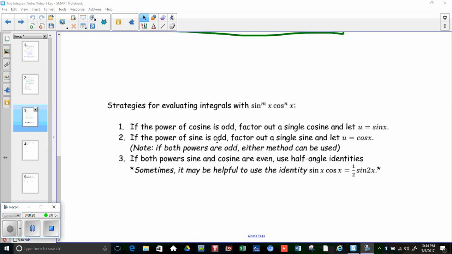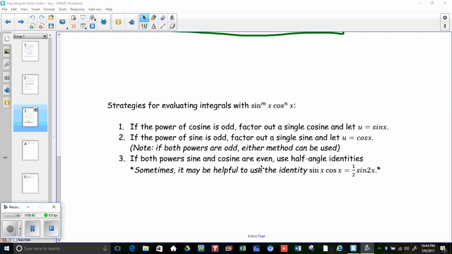If the power of cosine is odd, you want to factor out a single cosine, and then you're going to let u be sine. If the power of sine is odd, you're going to factor out a single sine and then let u be cosine, because then you'll be able to get rid of either one of those in these cases. If the powers are both odd, then either method can be used. It doesn't really make any difference which one you do.